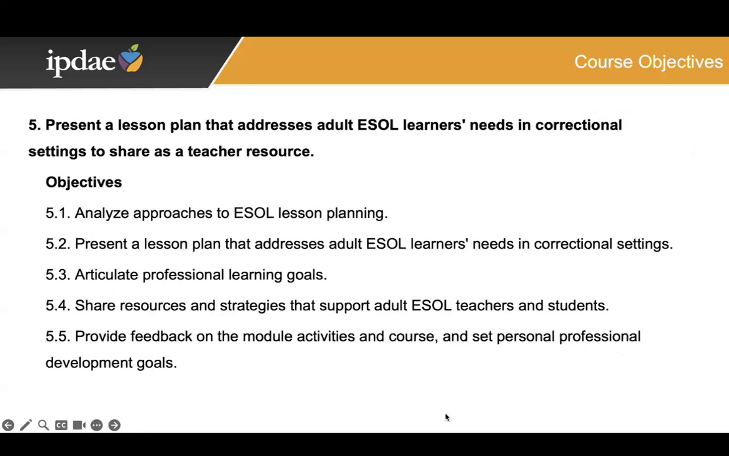And then finally, we have present a lesson plan that addresses adult ESOL learners' needs in correctional settings to share as a teacher resource. So we'll do this by analyzing approaches to ESOL lesson planning and then actually designing a lesson plan that addresses adult ESOL learners' needs in correctional settings to share as a teacher resource within our course community, as well as potentially with a larger community of adult educators through IPDAE. So again, we'll take a look at that here shortly.